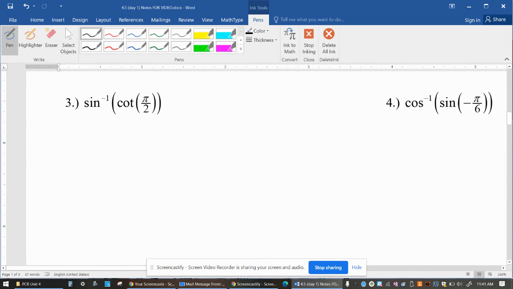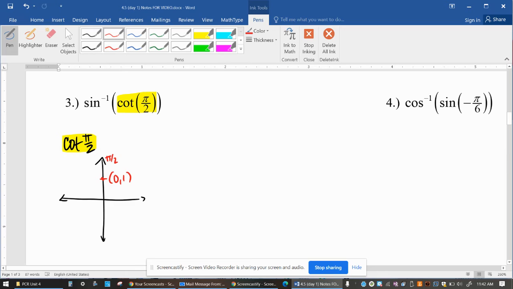Okay, so remember we're working from the inside out. Feel free to always pause the video when you need to. All right, so I'm going to focus on finding the cotangent of pi over 2. That's a quadrantal angle. Pi over 2 is right here. So the coordinates there are 0, 1.